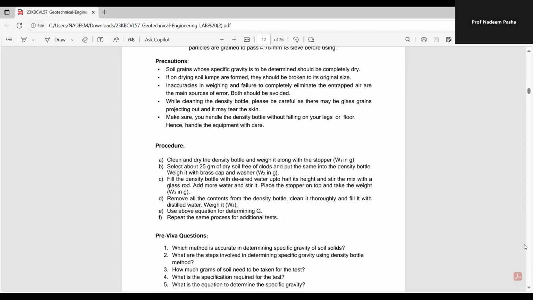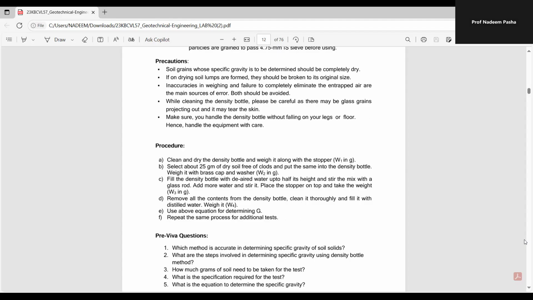First is the empty weight of the density bottle with stopper, that will be W1 gram. Next 25 gram of dry soil free from lumps, and its weight with stopper and washer, that will be W2 gram. Next you have to fill the density bottle with water, half filled, half soil, with the washer and stopper, that will be W3 gram. Remove everything, add distilled water, again with stopper, that will be W4 gram. After that, G specific gravity is (W2 minus W1) divided by (W2 minus W1) minus (W3 minus W4).